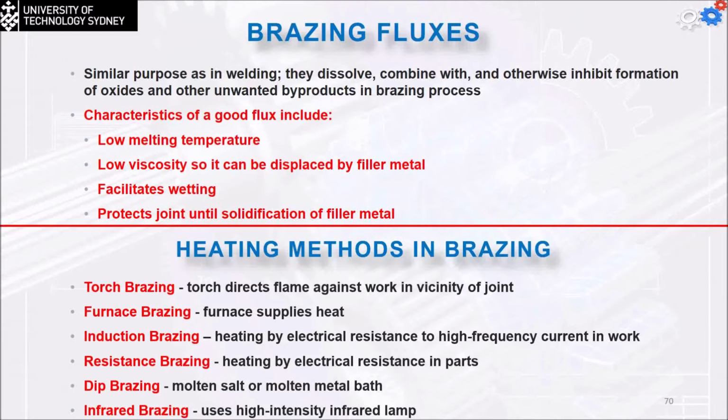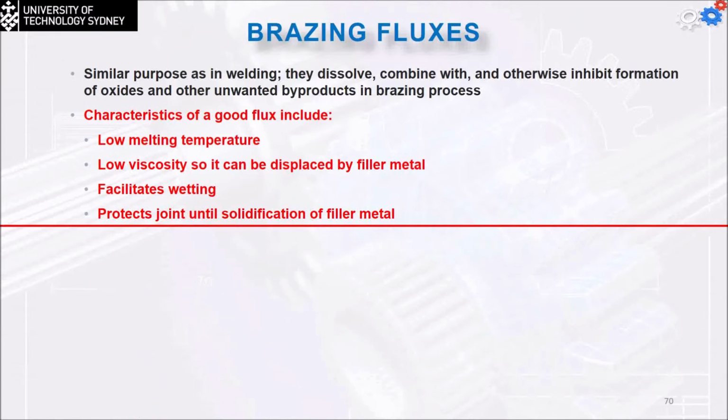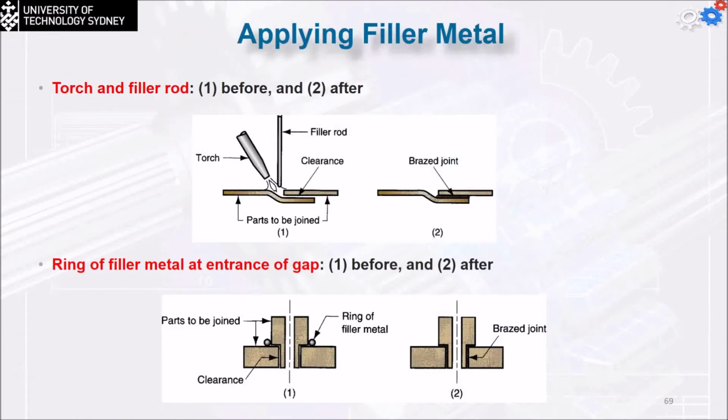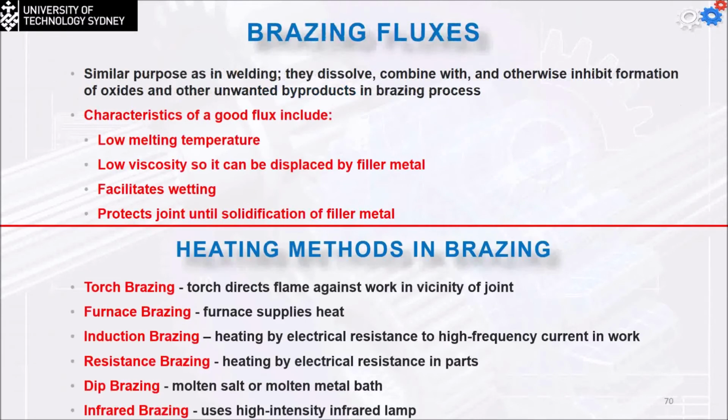As for the heating method for brazing, mainly we are going to use torch brazing. The torch will melt the filler and we have the brazing process. Sometimes we can use furnace brazing, especially with the ring of filler metal: put that in the furnace, and the filler will melt and fill the clearance cavity. We can use induction brazing, using electrical current to make the induction heat. We can use resistance brazing, heating by electrical resistance. We can do dip brazing, where in a molten salt or molten metal bath we put the material in and take it out, and it fills everything. And we can have infrared brazing, which uses a high intensity infrared lamp.